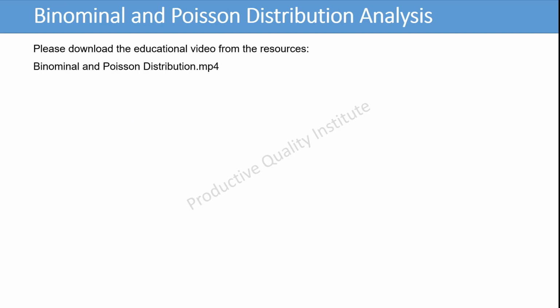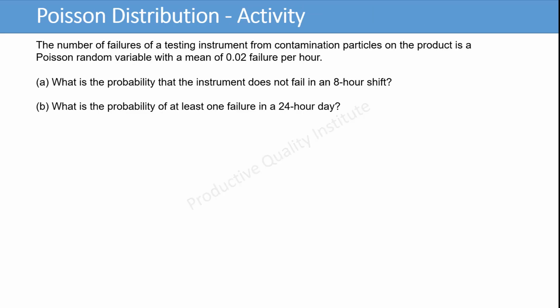Please download the educational video from the resources, Binomial and Poisson distribution.mp4, for detailed steps for the binomial and Poisson distribution probability calculations using Excel and Sigma Excel. Please perform the following activity and send the outcome by email for assessment. You can find the activities in the course material PDF file or in the resources.